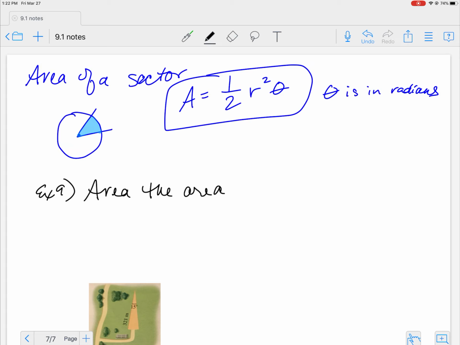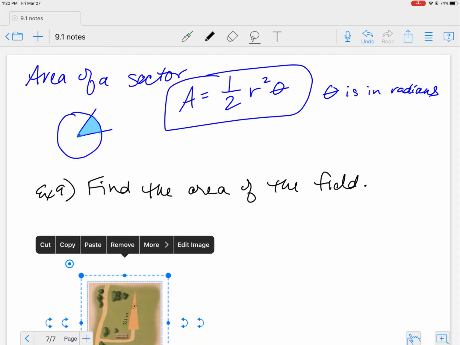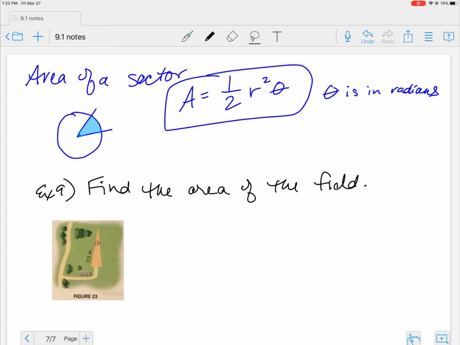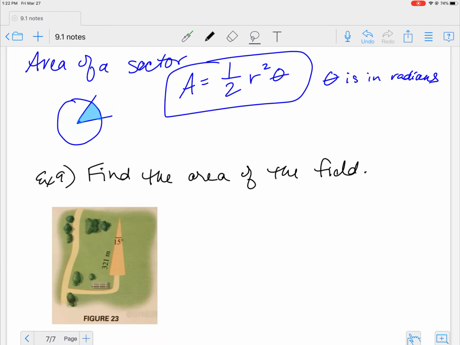So here's example 9. Find the area of this field in this picture. Find the area of the field. This field, miraculously enough, check out the shape of this field. It is a sector.